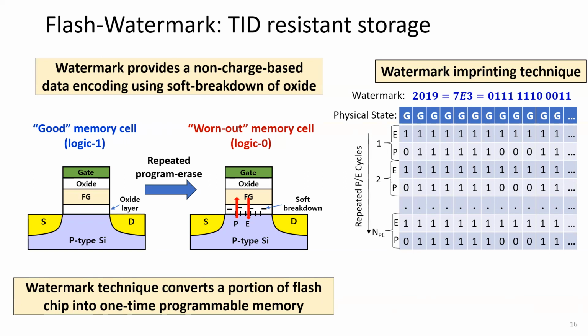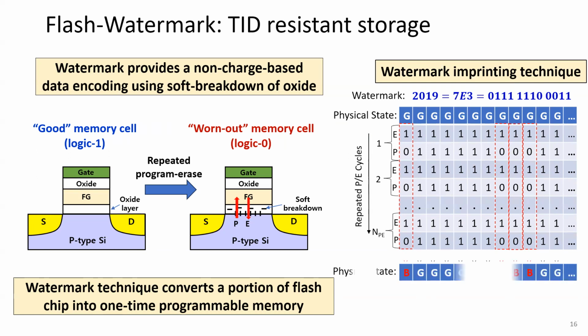If you do it repeated times, 1,000 times, then the cells which are changing their state in this process, with electrons going in and out of the oxide, will undergo oxide breakdown. So they will eventually become bad. And the cells which remain always in the erased state, their oxides will be good and they will remain in a good state. So this is how we can imprint a watermark, and that's how we can write another set of information without involving charge. Now we found that this is tolerant to radiation.